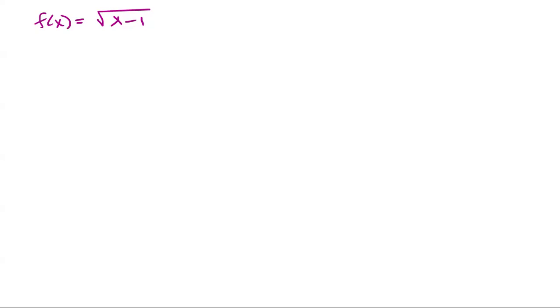Okay, so in this case, I have f of x is equal to the square root of x minus 1. So we need f of x plus h. Anytime I see an x, I'm going to replace it with x plus h. So this is going to give us the square root of x plus h minus 1. These are the two types of information that I need to plug into my difference quotient.